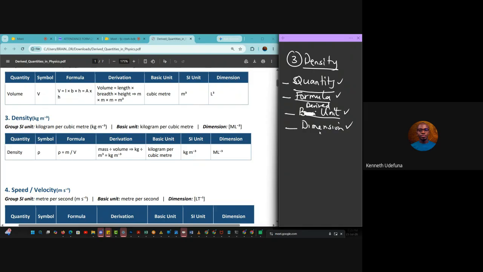Or should I even include the dimension immediately? I think I need to include it immediately to make this class faster so that we won't be going back and forth.